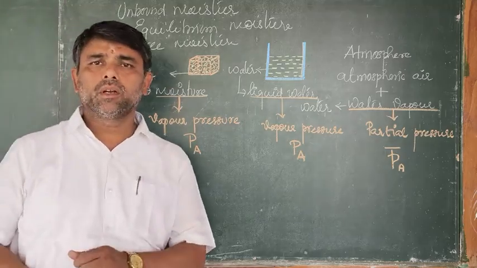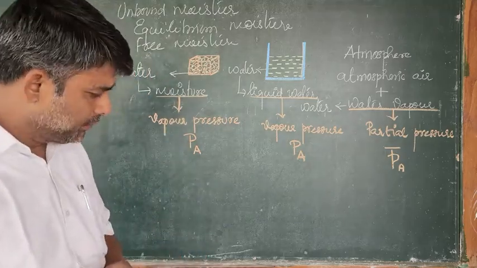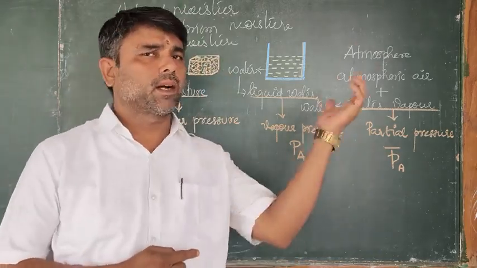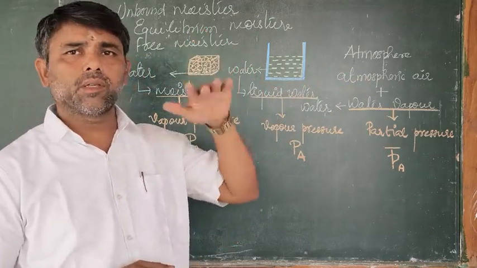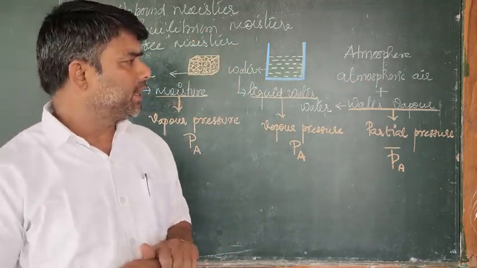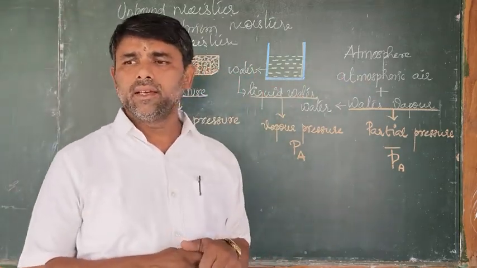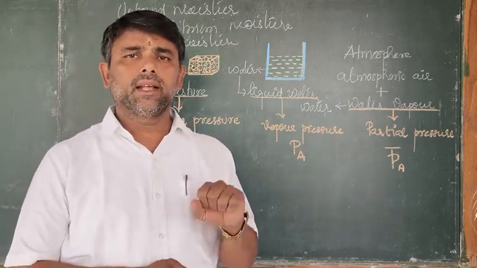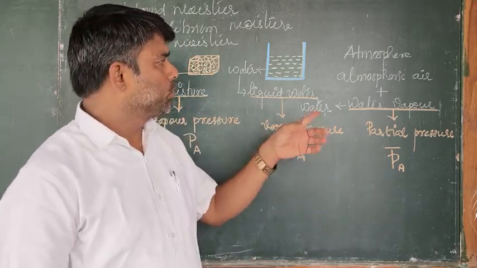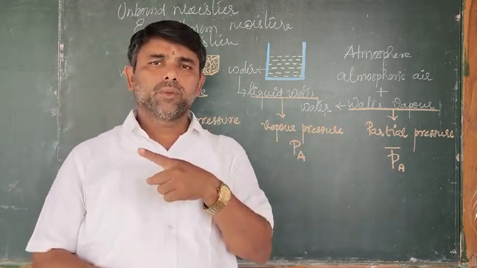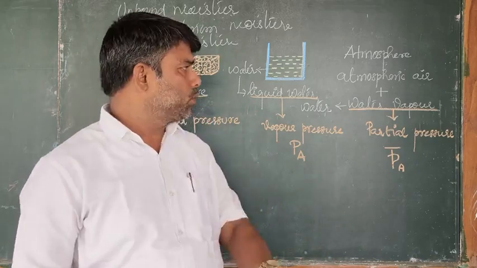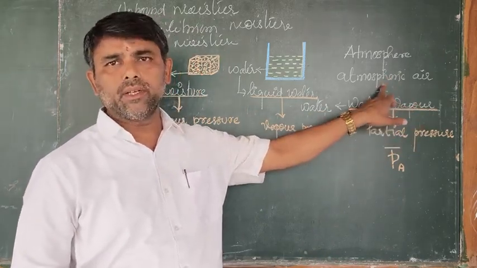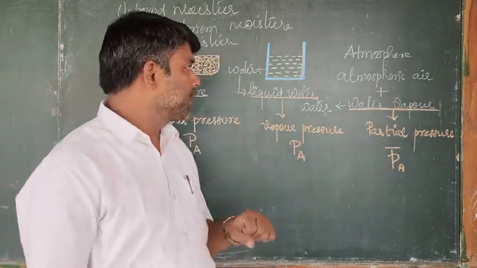Okay, before proceeding to the proper definition, first let us see. This is the atmospheric air. This air contains oxygen, nitrogen, helium, xenon and so on, inert gas. Along with that, it contains water vapor. So this atmosphere is a mixture of air plus water vapor. First point, atmospheric air plus water vapor. It is a mixture present in the atmospheric air.